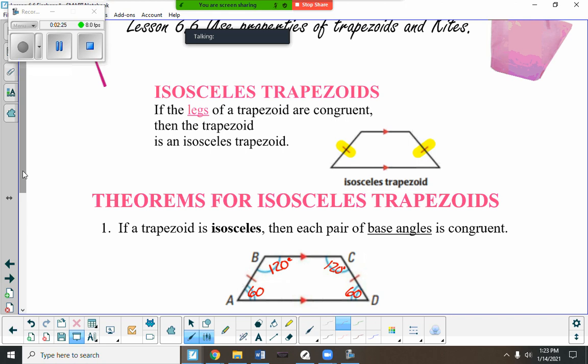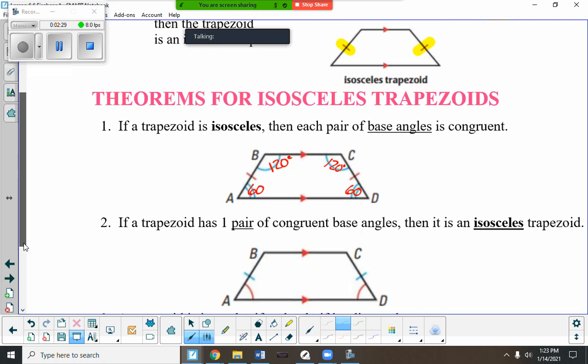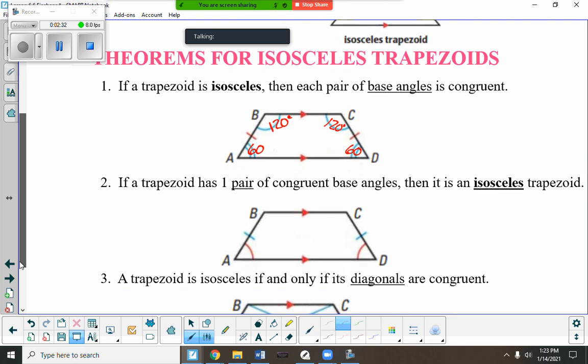Okay, I'll just give you a second to kind of get caught up here. All right, number 2 says if a trapezoid has 1 pair of congruent base angles, then it's isosceles. So if you know that you have a trapezoid, meaning these bases are parallel, and if what you know is that you have 1 set of base angles congruent, well, that tells you that it has to be isosceles, meaning that the legs are congruent.